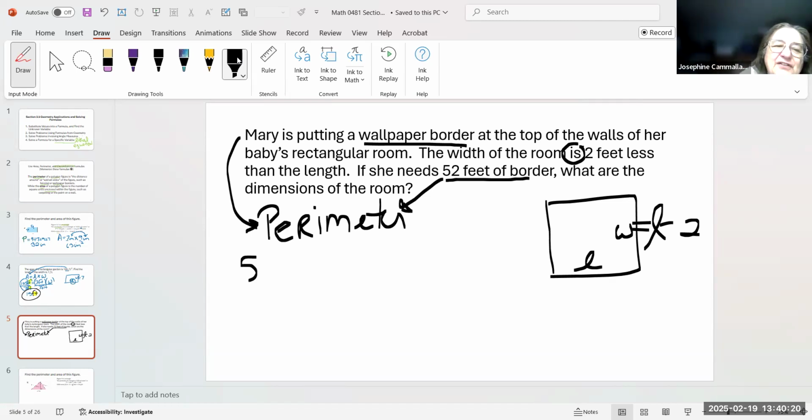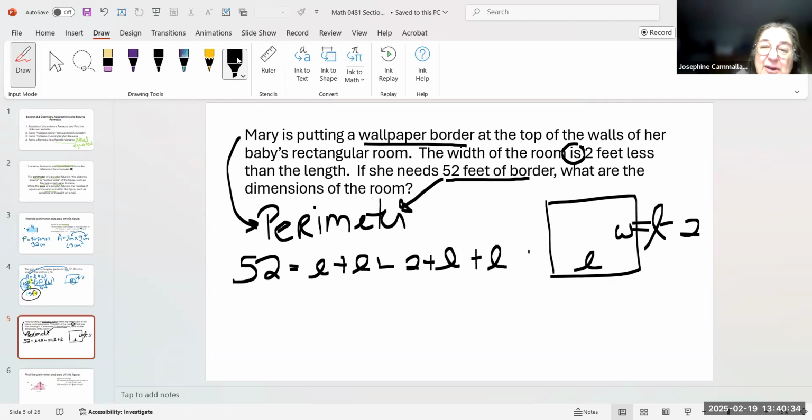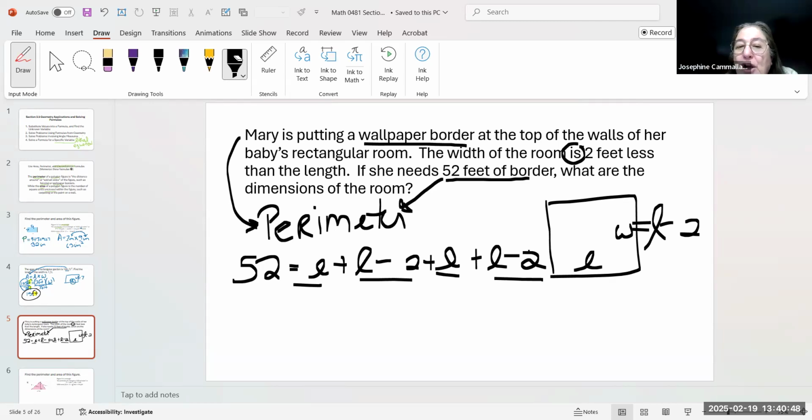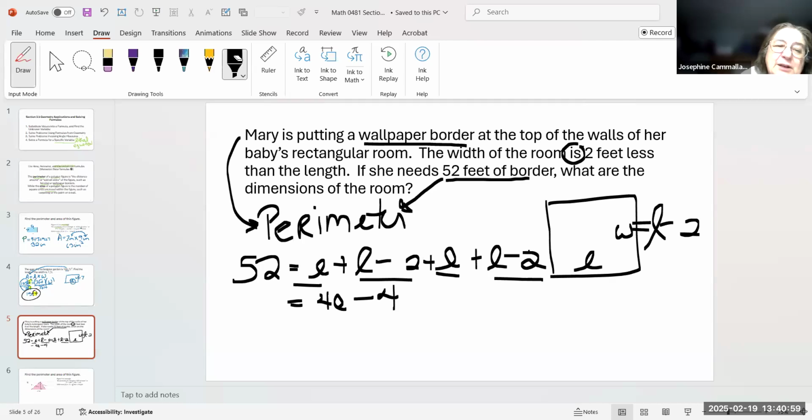This is saying 52 is equal to length plus width plus length plus width. And let me make this a little better here. Length, width, length, width. I'm adding all of the sides. That's what perimeter is. Well, this will give me 4L minus 4 is equal to 52.